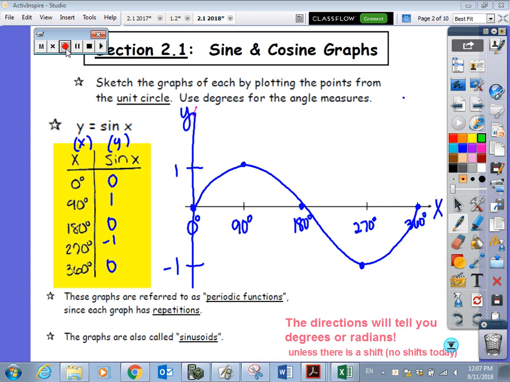The other thing is the directions have to tell you. Why did I choose to use degrees? Because the directions said use degrees. That's how I know. Okay, whatever the directions tell me to. Now, tomorrow when we start adding the horizontal shifts, you have to figure out if it's degrees or radians. But today, the directions have to tell you.